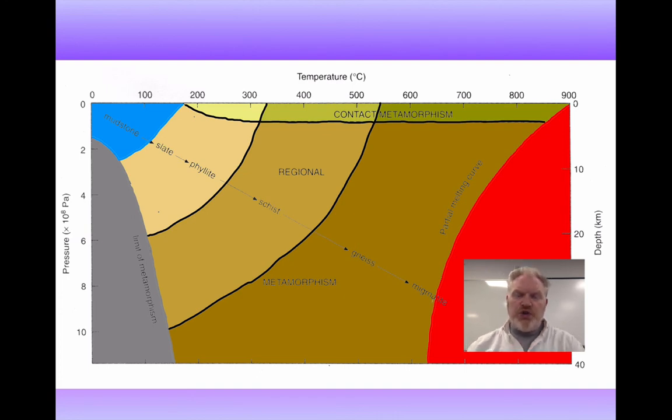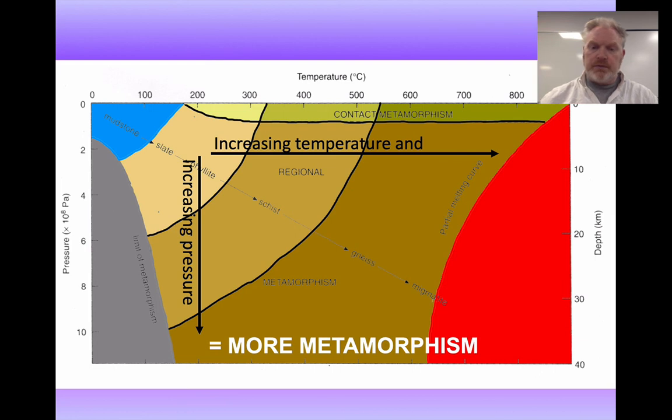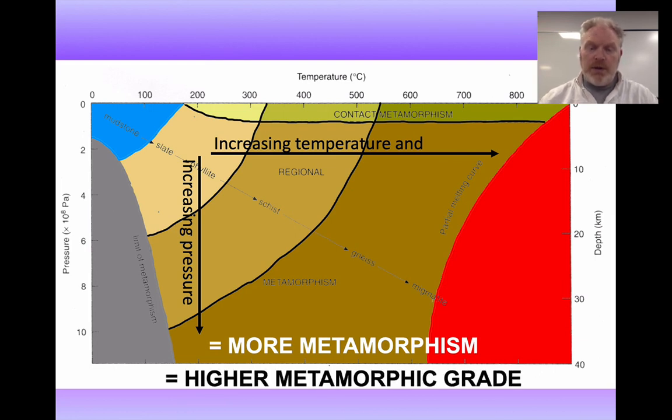Notice as well, there are two zones of metamorphism. We have our contact metamorphism, which is at the top. So we have low pressure and increasingly high temperatures there. And then where we have higher pressures, and with them then higher temperatures, we have what we call regional metamorphism. Make sure you've got your graph labelled up. And of course, it's important to remember that more temperature and more pressure means more metamorphism, and we describe that as a higher metamorphic grade.